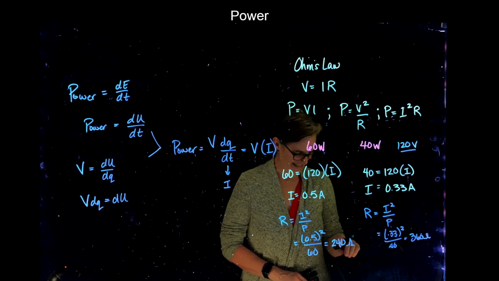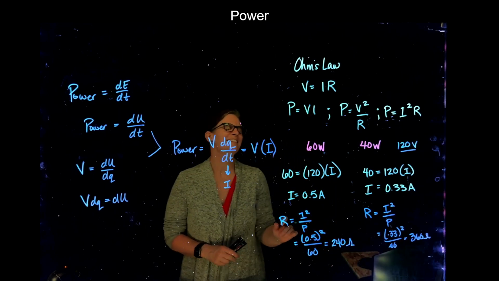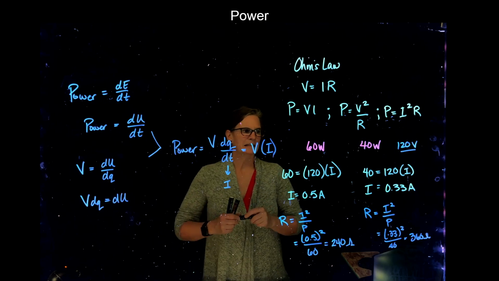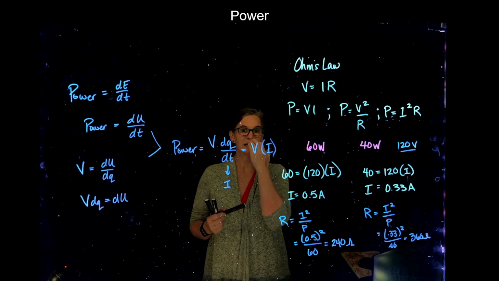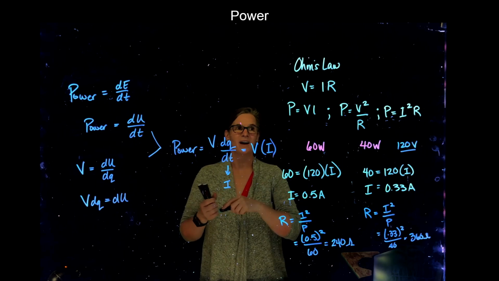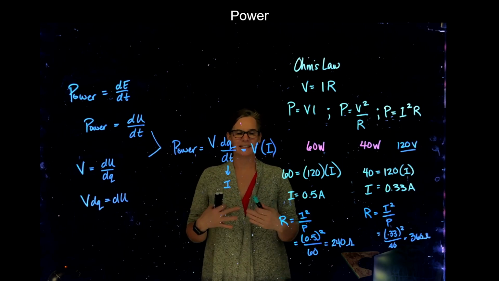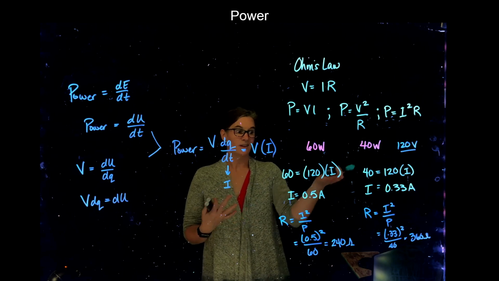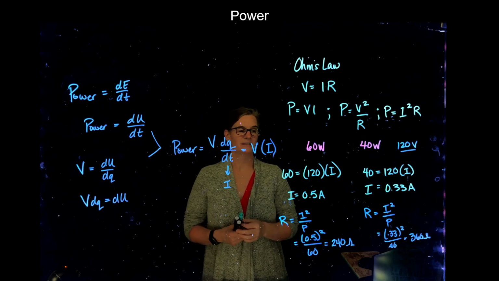So, if you predicted it would be a higher resistance, you were right. And does that make sense? Well, a higher resistance in a circuit, based on Ohm's law, is going to have a lower current. And sure enough, our higher resistance has a lower current.